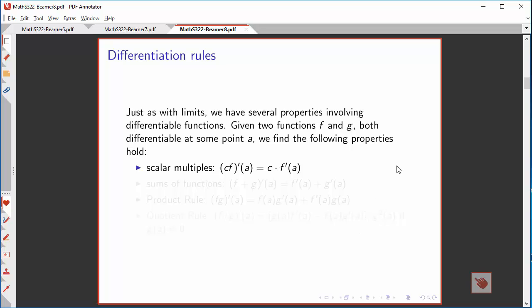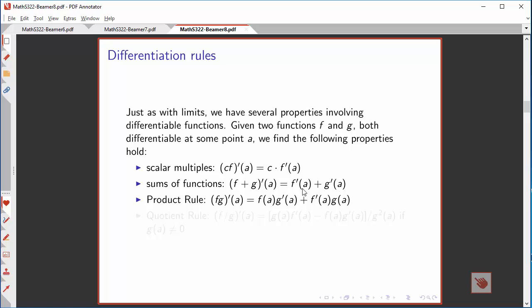Theorems that we proved first for sequences and then for limits of functions turn into useful theorems for differentiable functions. And these are ones that are well known to anyone who has taken calculus. Suppose you've got two functions, f and g. They're both differentiable at some point a. Then the following are all true. Multiply the function by c, you multiply its derivative by the same constant c. Take the sum of two functions, the derivative of that sum is equal to the sum of the derivatives.